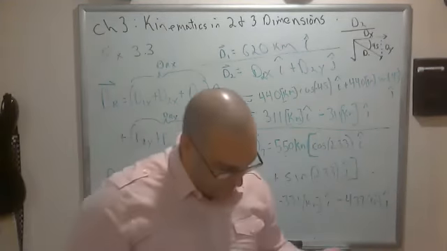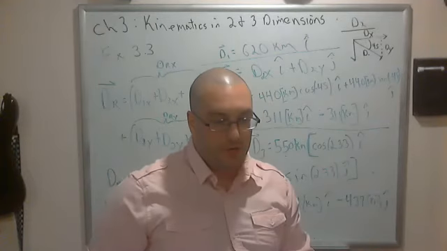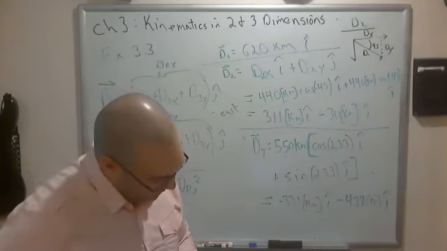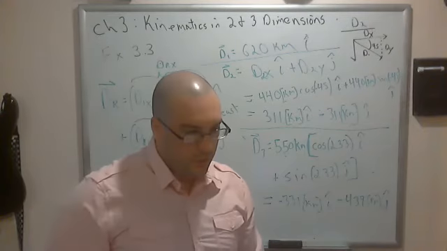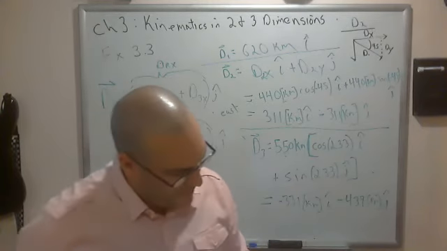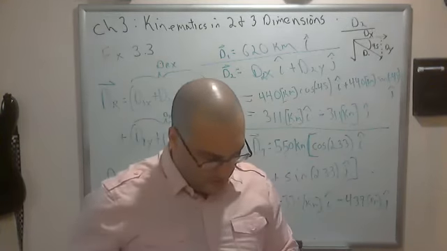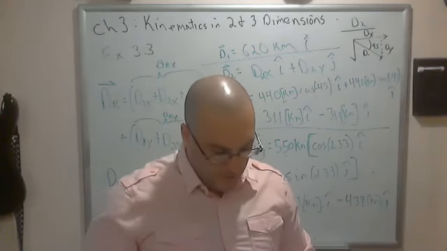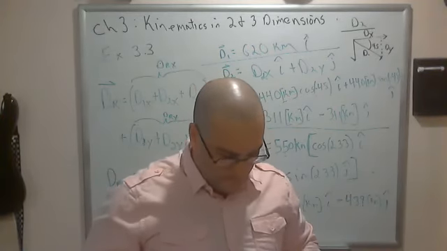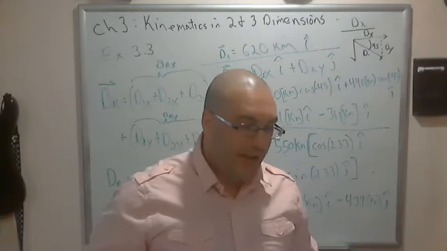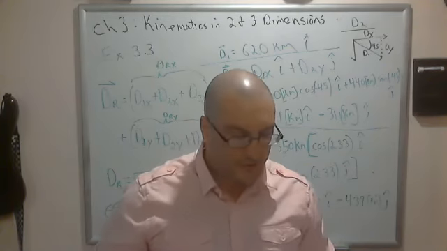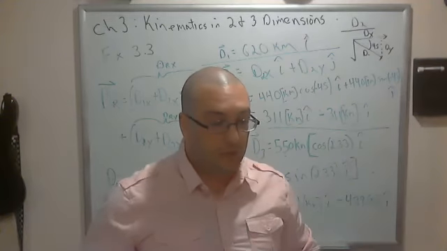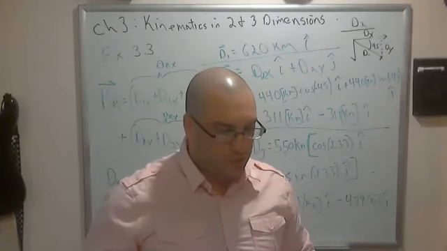Please go over it in the book. They go over the numbers and complete the problem. So that's it for adding vectors, and this will set up our tools to analyze two- and three-dimensional kinematic problems. Any questions regarding this?